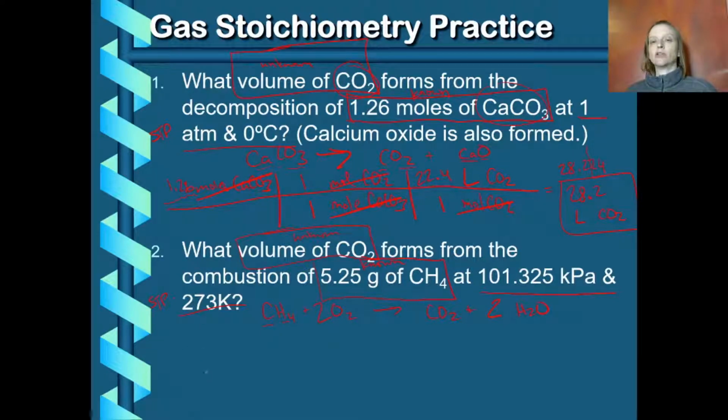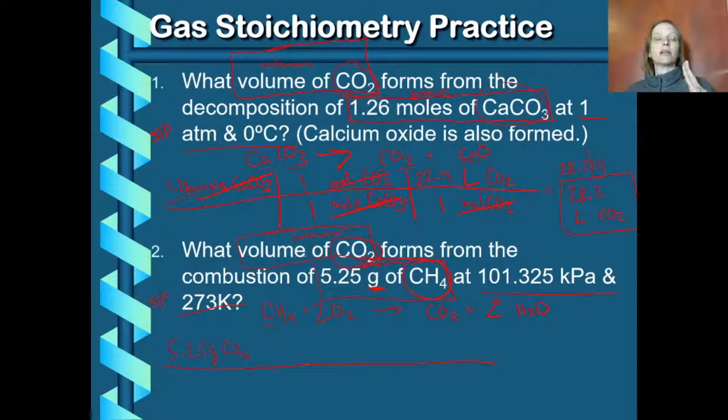Now that I have a balanced equation, I'm ready to set up my stoichiometry problem. I'm starting with 5.25 grams of carbon tetrahydride. Now, I'm starting with grams, so it's going to take me 1 step to convert from grams to moles. I have 2 different substances. I've got methane and I've got carbon dioxide. So switching from one substance to another substance takes a second step.